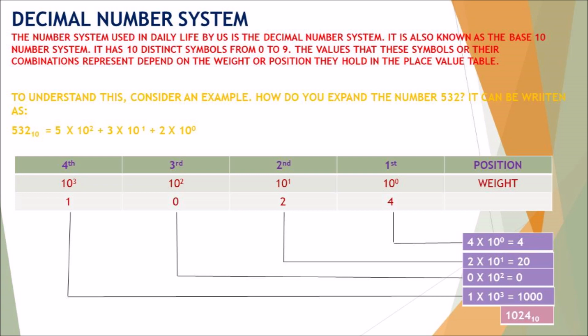You have to write the number from right to left, starting from 2. So 2 into 10, where 10 is the base value, and the power starts from 0. So 2 into 10 power 0. And next you move on to the 3. 3 into 10 power 1. And the last digit is 5. 5 into 10 power 2. Like that, you have to write the representation of the decimal number.